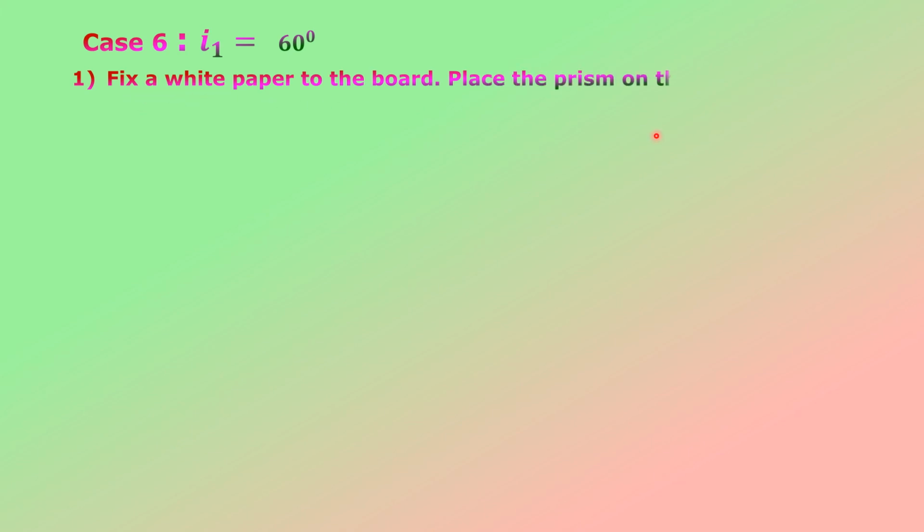Next, case 6. In this case, I am taking the angle of incidence as 60 degrees. You can take as many cases as you want, but here I am taking only 6 cases. Again, you have to take a fresh paper and fix it to the drawing board. Fix a white paper to the board, place the prism on the paper and draw the outline. Later, after drawing the outline, you have to remove the prism.